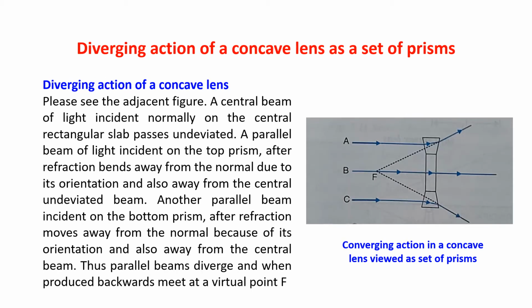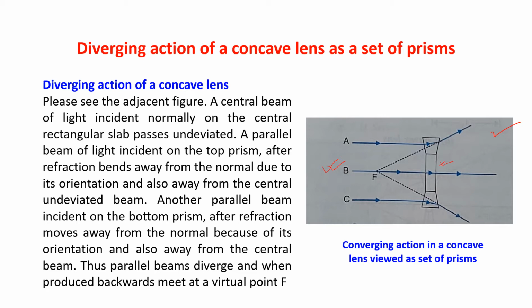Now we'll see the diverging action of a concave lens as a set of prisms. Please see the figure here. A central beam of light incident normally on the central rectangular slab passes undeviated, that is the B. That B ray of light, when it is falling on the central part, will move undeviated because it is falling normally.